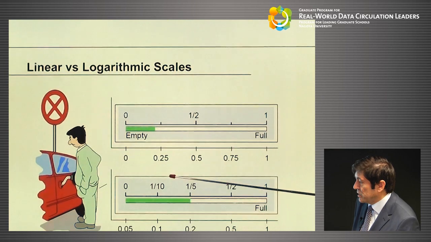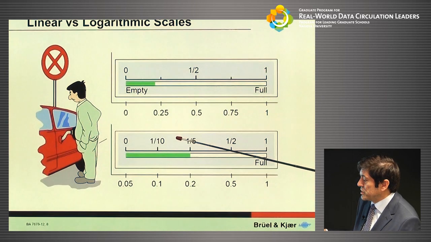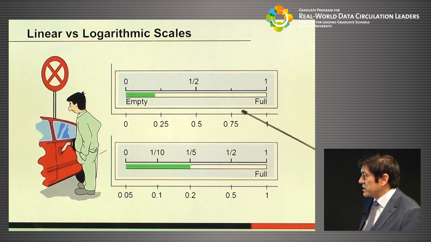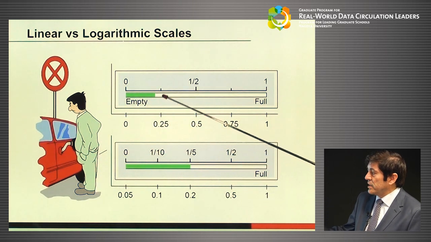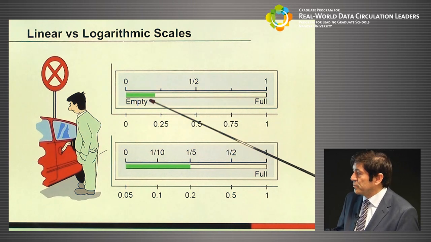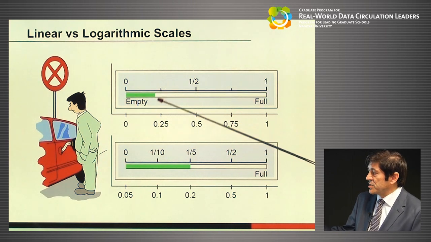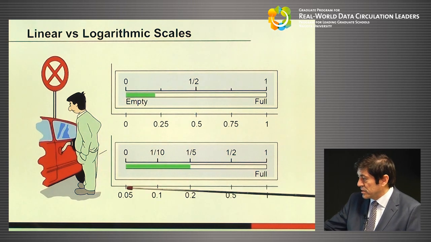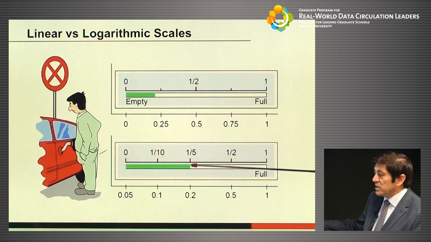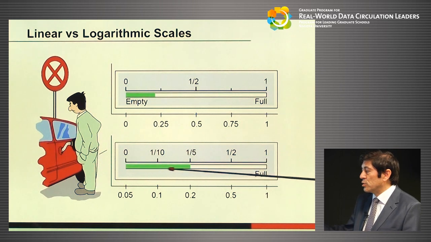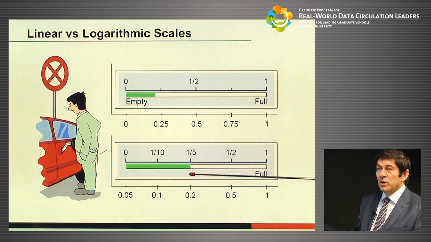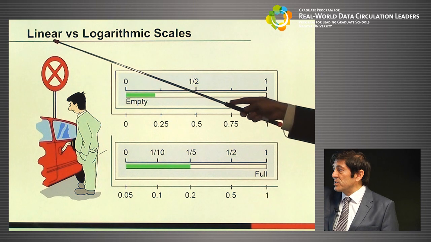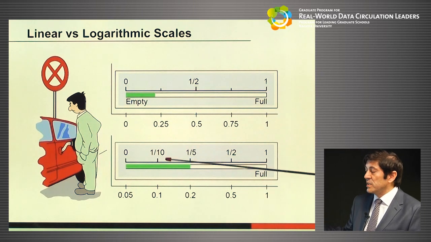And the distinction between them, for instance, if you measure the amount of fuel in your car, this is the linear scale, and your car has very little fuel. One quarter of the gas tank is full. But if you look at it in logarithmic scale, you can see it's misleading. It looks like half of the tank is full. So looking at the data in linear scale or in logarithmic scale may mislead us.